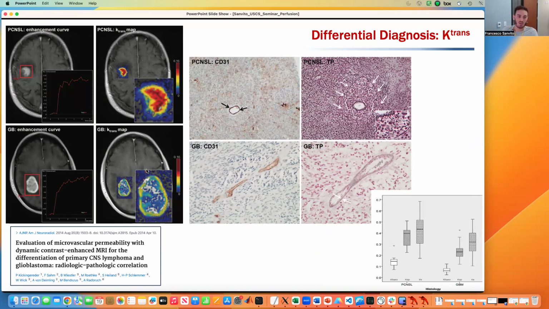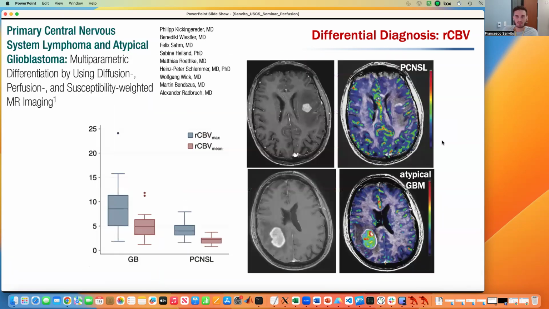This is a study where they show that lymphomas have higher K-trans than glioblastoma, when considering all the groups. They show how the reason may be that in lymphomas, lymphoma cells infiltrate between the basal membrane and the endothelium, so they disrupt the blood-brain barrier more than glioblastomas. So the extravasation rate is faster in lymphomas, essentially.